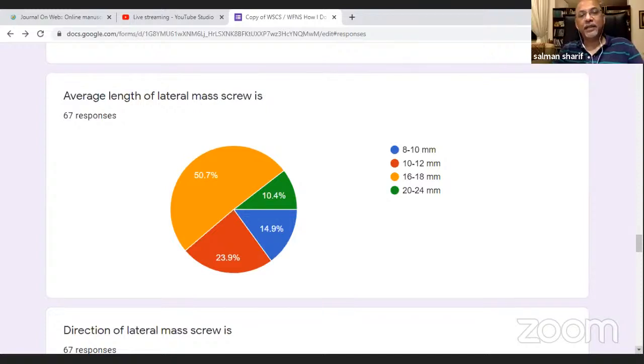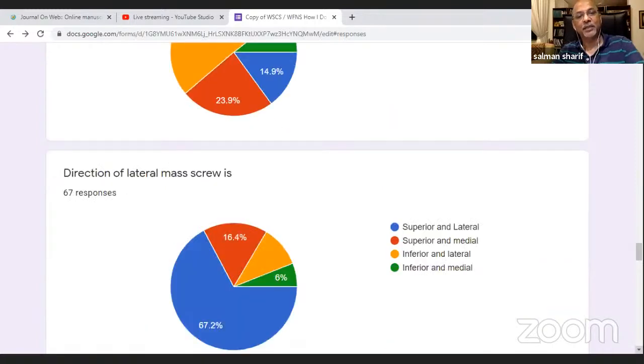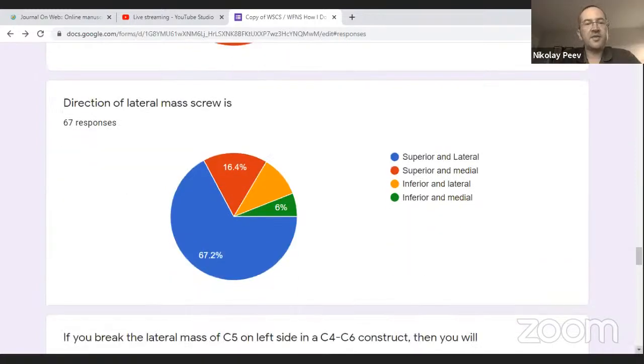I think we need to be careful about what technique we are using. For the technique that was shown, yes, this is 16 to 18 millimeters. In my hands, this is the right answer, but I use the modified technique. Direction of lateral mass screw is superior and lateral, that's the majority, and that's the right answer.